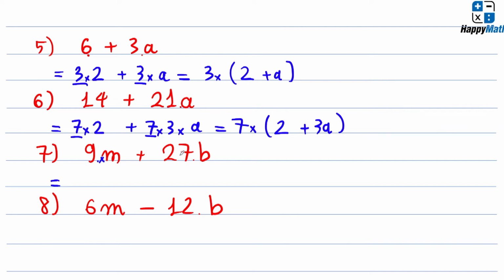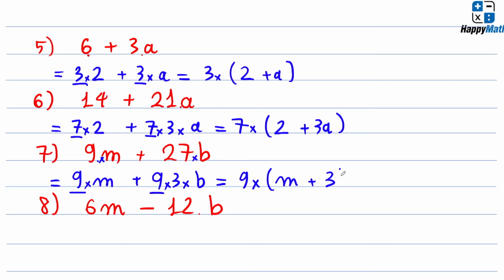9 multiply m and 27 multiply b. Okay, I can write it down like this: 27 means 9 multiply 3 multiply b. After this expression, I can see here 9 is a common factor. I take 9 outside. The first term I've got m left, and the second term I've got 3b left. So inside the bracket, I've got m plus 3b.